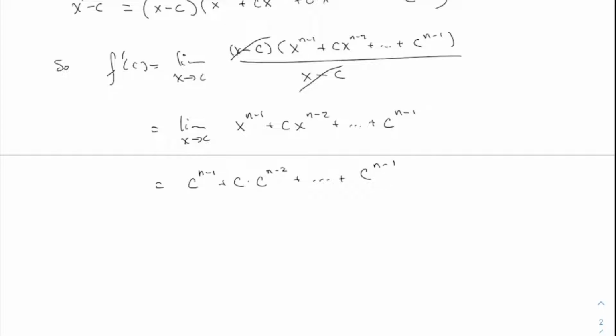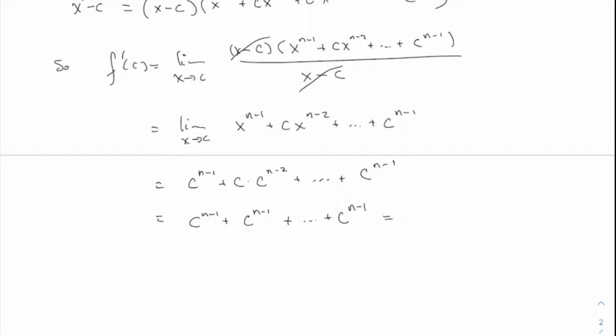All right. Can we simplify this at all? I have c to the n minus 1, which is going to stay like it is. What can I do with c times c to the n minus 2? It is c to the n minus 1. Yeah, you add the exponents, right? Plus, what about the next one? The next one would have been c squared times c to the n minus 3. Again, you add the exponents, you get c to the n minus 1. Actually, all of these equal c to the n minus 1.